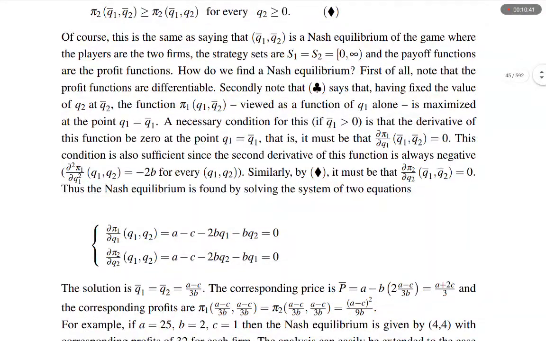Of course, this is the same as saying that (Q̄₁, Q̄₂) is a Nash equilibrium of the game where the players are the two firms, the strategy sets are S₁ = S₂ = [0, ∞), and the payoff functions are the profit functions. How do we find a Nash equilibrium?